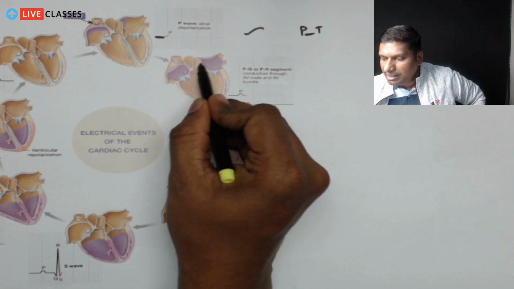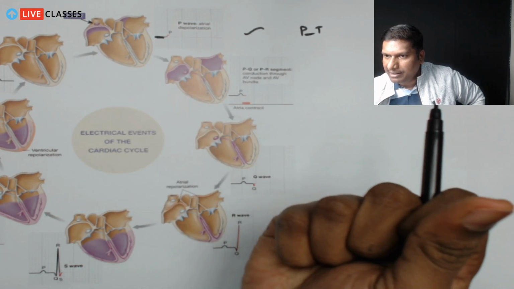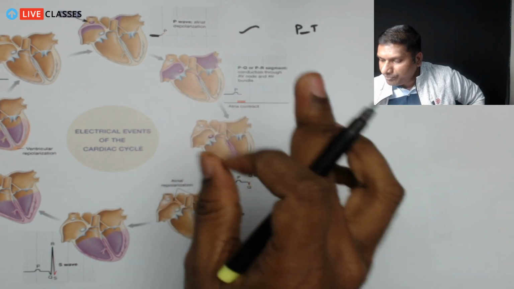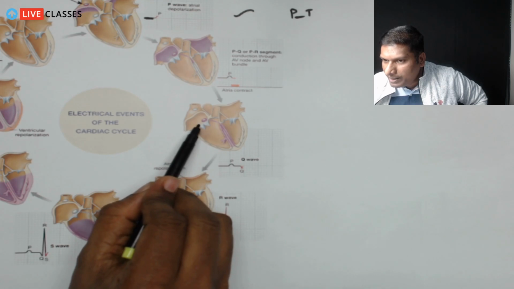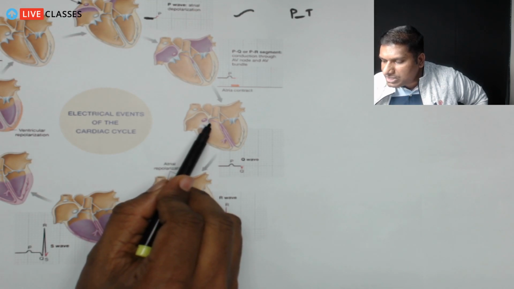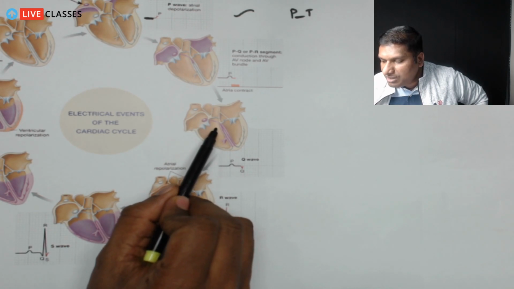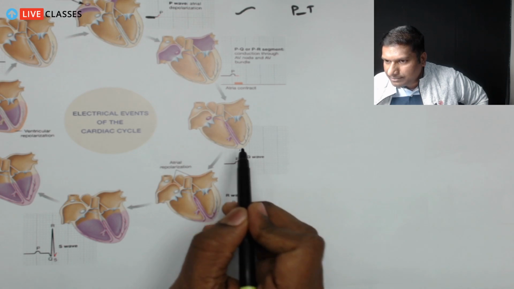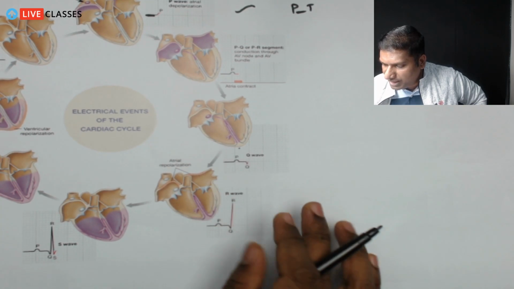Okay, there is no signal here anymore. They contract and the signal is gone. Now what is moving? The signal from there is moving through the AV node. It is moving through the bundle of His to the apex of the heart.